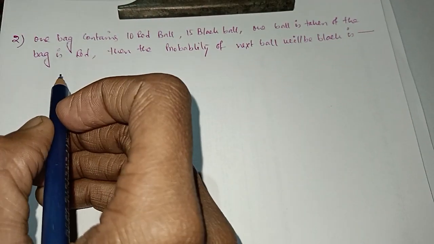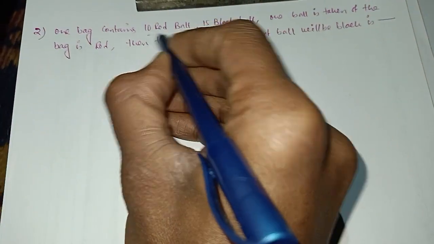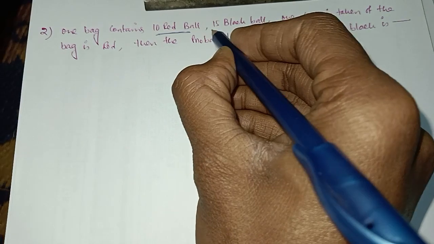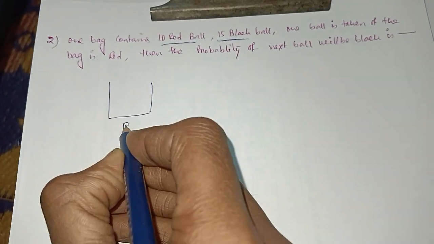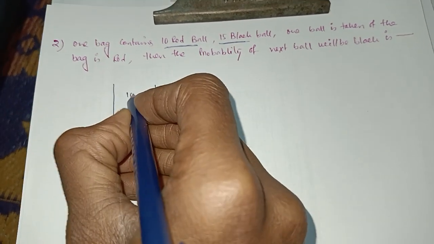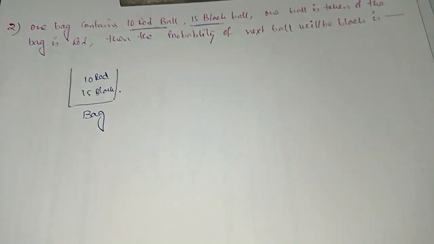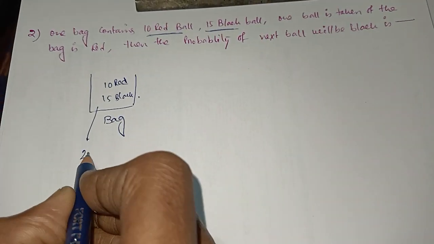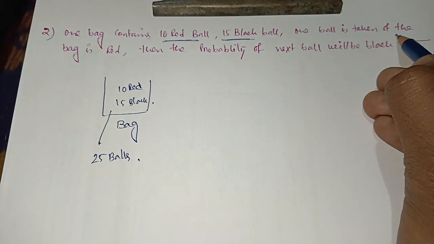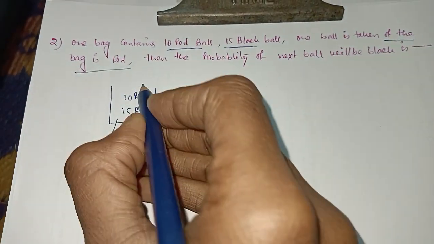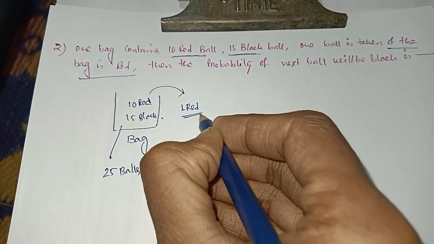The second question we came upon is a probability question. A bag contains 10 red balls and 15 black balls. So this is the bag, with 10 red balls and 15 black balls, so a total of 25 balls is present. One ball is taken out of the bag and it is red. We have to take out one ball, and that ball is red.